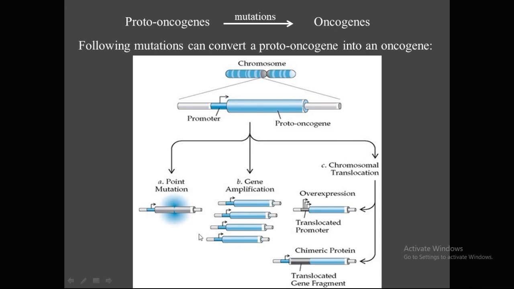So these two will lead to oncoproteins, and these will lead to increased expression, that is overexpression of the oncogene. So these are some of the mutations where a proto-oncogene is converted into an oncogene.